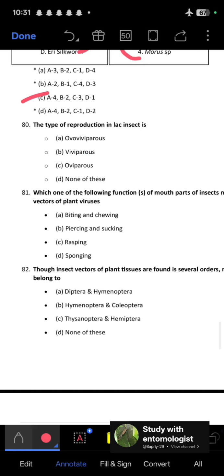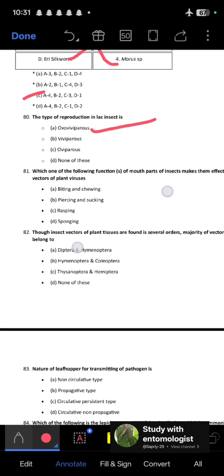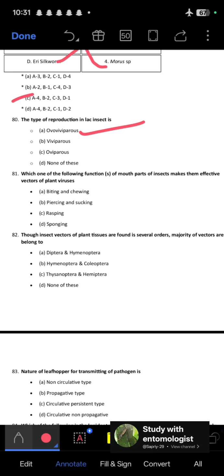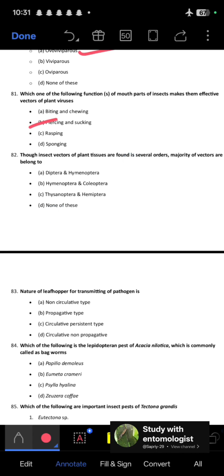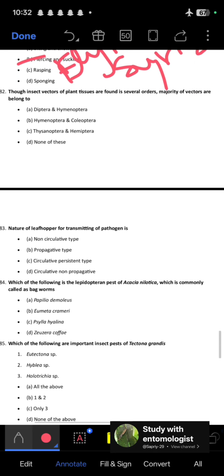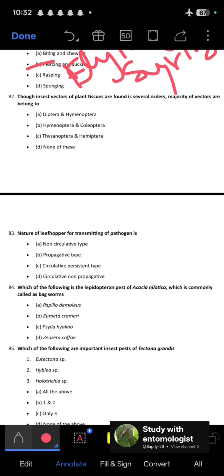Next, the type of reproduction in lac insect is ovoviviparous. Next, which function of insect mouth parts makes them effective vectors of plant viruses? It is the piercing and sucking type. That's why these vectors are also known as flying syringes. Remember it also, the other name is flying syringe. Next, insect vectors of plant viruses are found in several orders. The majority of vectors belong to Thysanoptera and Hemiptera.